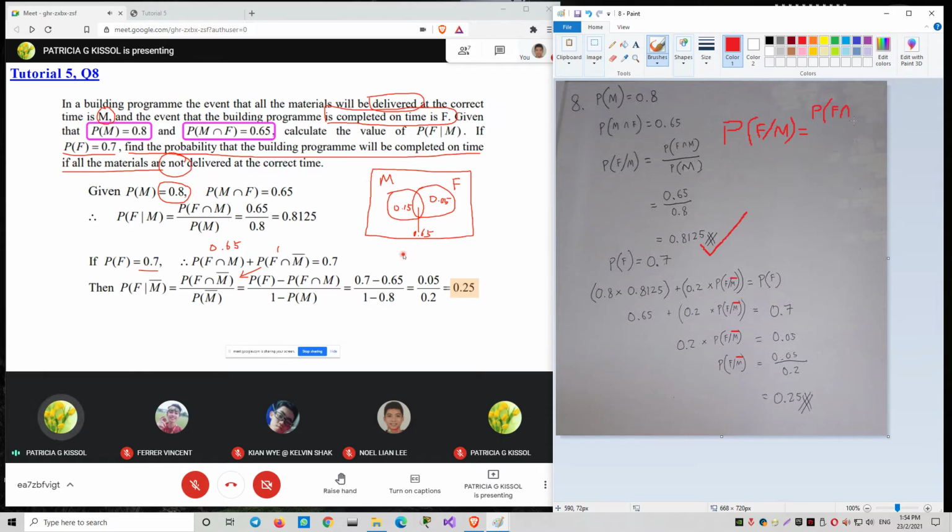My mind is looking at your Venn diagram here, and I was thinking whether you got the same value, 0.25? Oh yeah. Oh, you did, by using the Venn diagram. Oh yeah, I just need to find the F intersection not M only. So 0.05, so I just put it in.